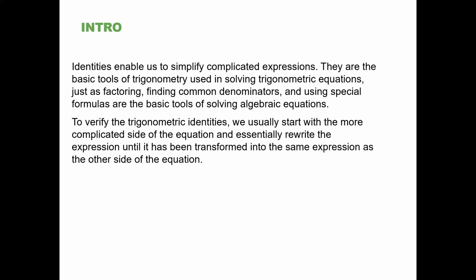To verify the trigonometric identities, we usually start with the more complicated side of the equation and essentially rewrite the expression until it has been transformed into the same expression as the other side of the equation. So basically, we start with a more complicated side and work with it until it looks like the other side. So that's the basic technique that we're going to use.